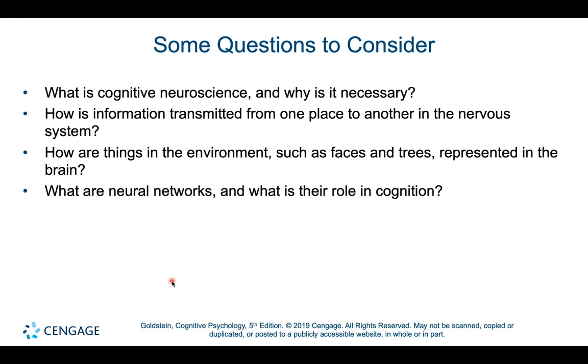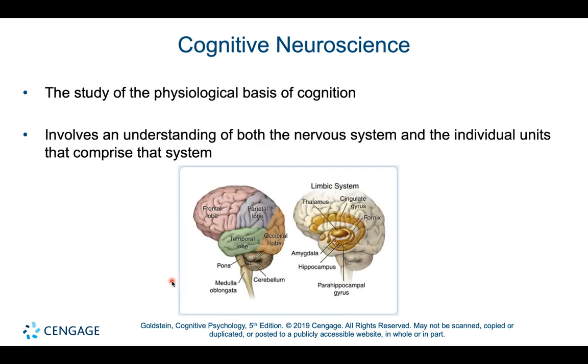And then lastly, what are neural networks, these large global issues of connectivity throughout the brain, and how do they determine cognition? So first and foremost, a definition of cognitive neuroscience. Cognitive neuroscience is the study of the physiological basis of cognition. So if a cognitive psychologist is interested in a type of thought or behavior, a cognitive neuroscientist is interested in how the brain produces that thought or behavior.